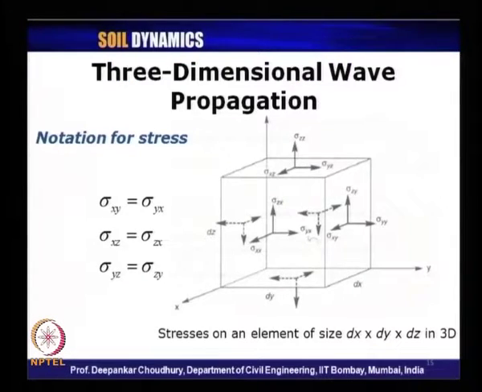Now, let us start with the 3-dimensional wave propagation. We have seen the 1-dimensional wave propagation, how the equation of motion we are getting. Now, we are trying to consider the wave propagation in all the 3 dimensions, that is the generalized case we are considering. So, if you draw, this is a small element we are taking of size dx in the x direction, dy in the y direction, and dz is the length of that element in the z direction.